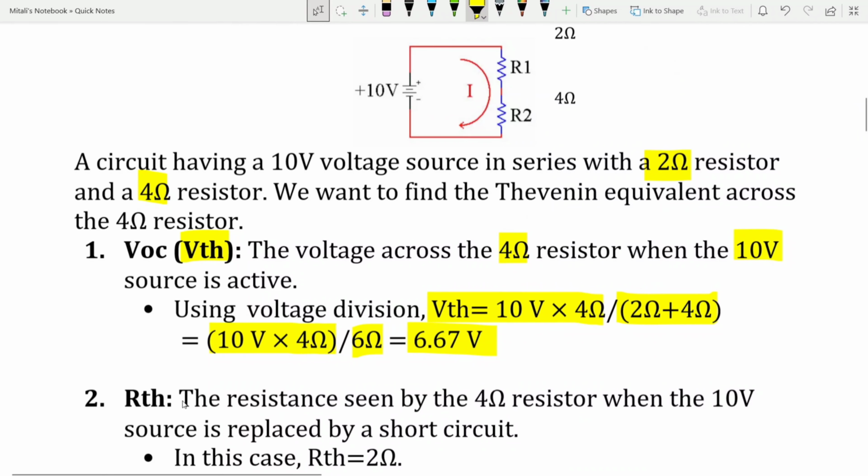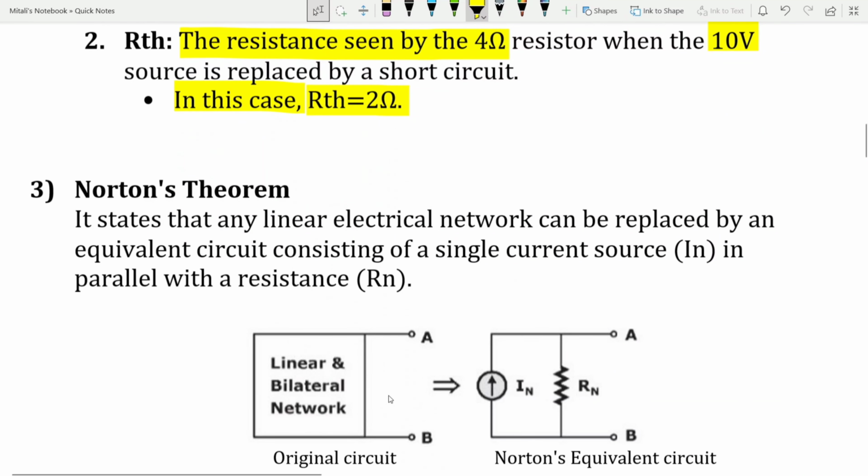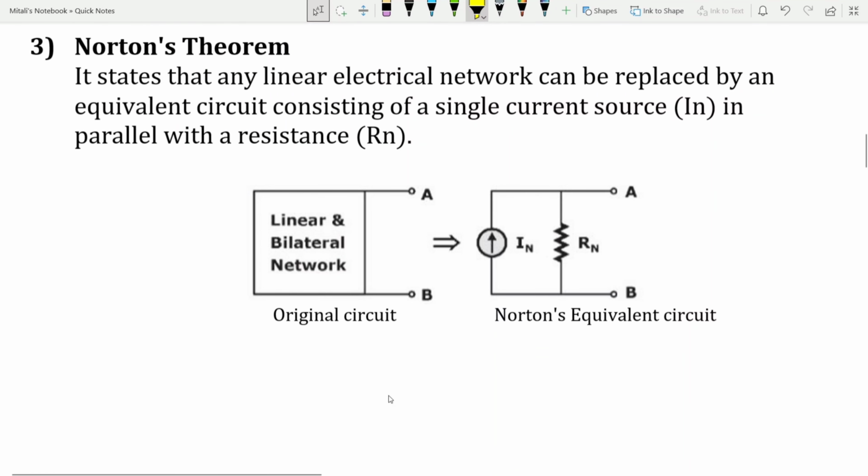RTH is the resistance seen by the 4 ohm resistor when the 10 volt source is replaced by a short circuit. In this case, RTH equals 2 ohm. So the Thevenin's equivalent circuit is a 6.67 volt source in series with a 2 ohm resistor.